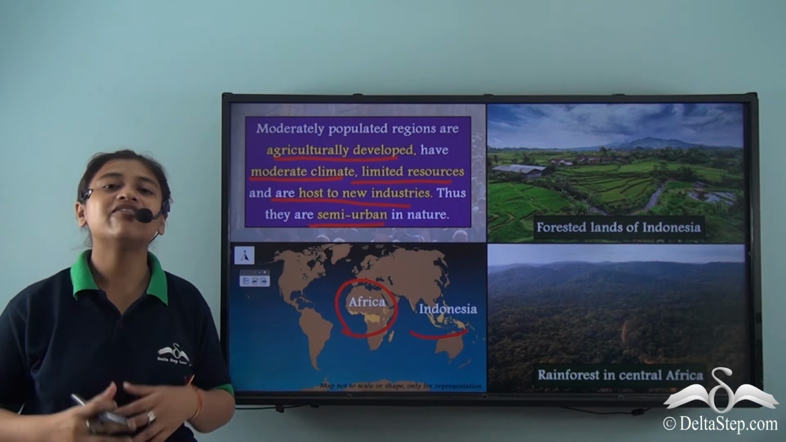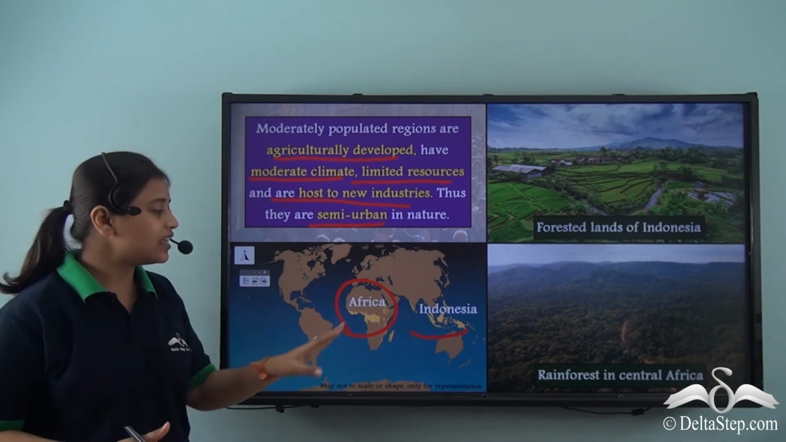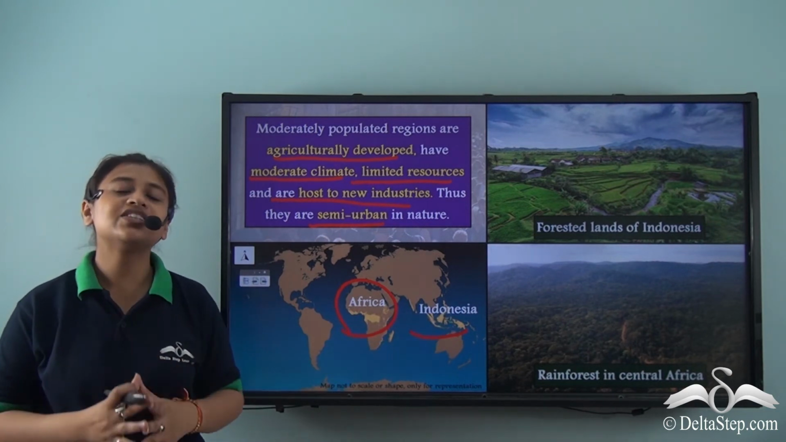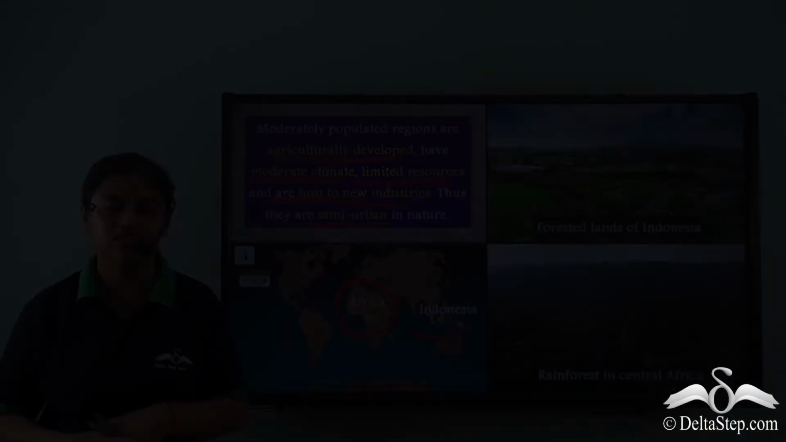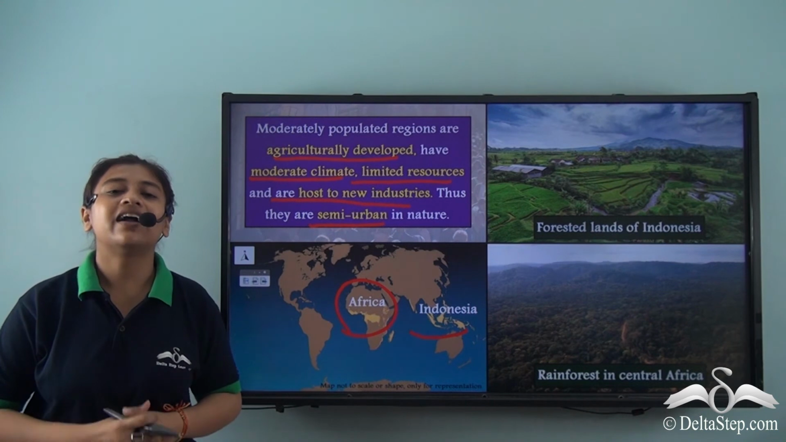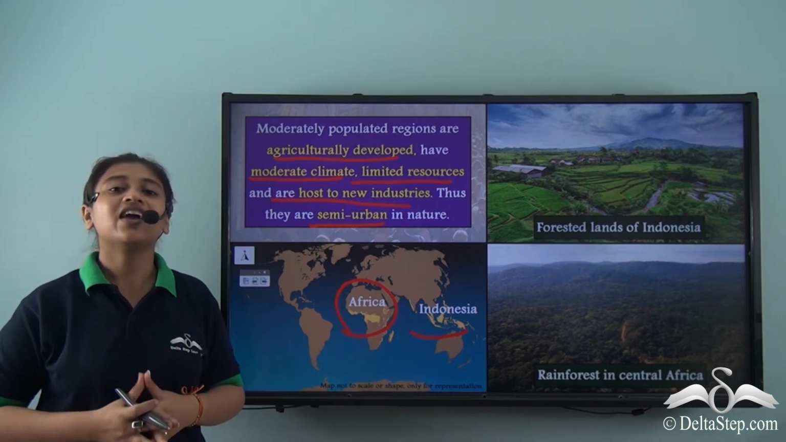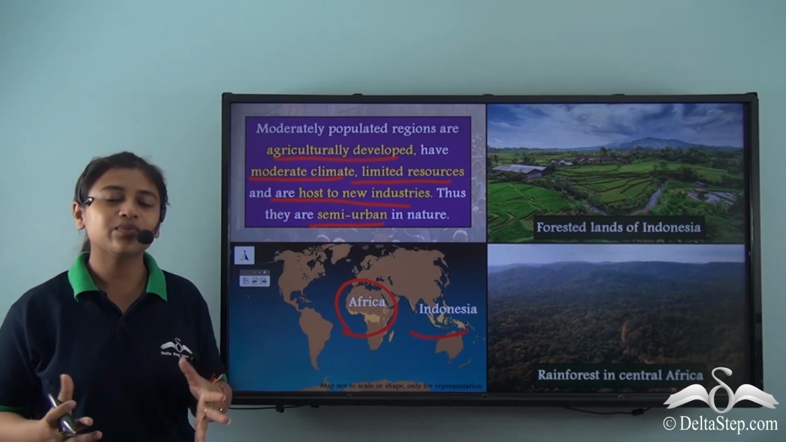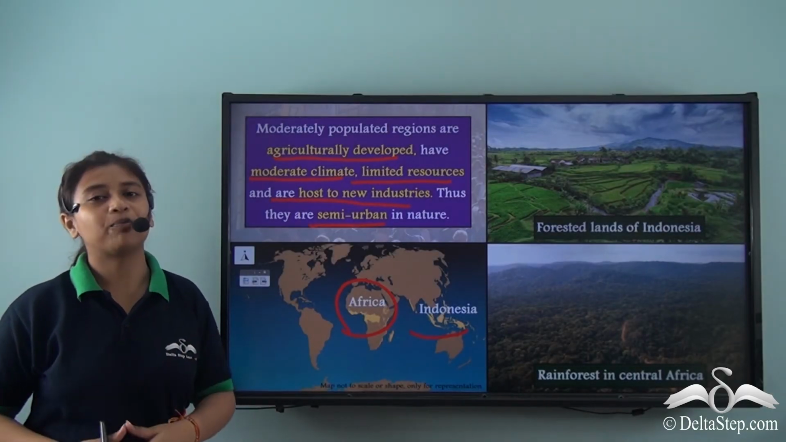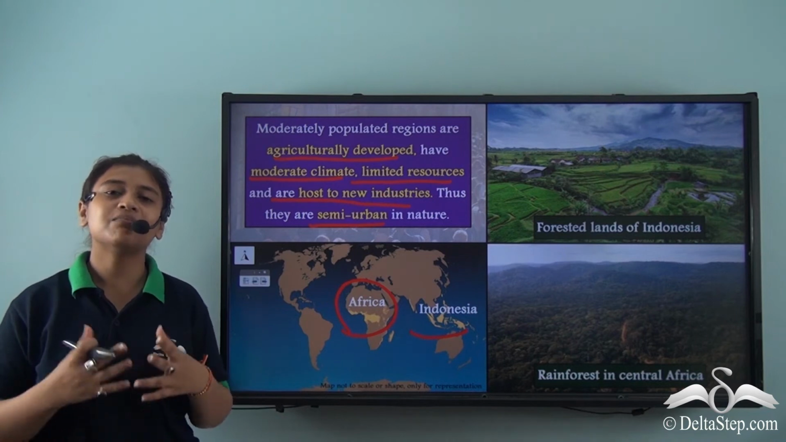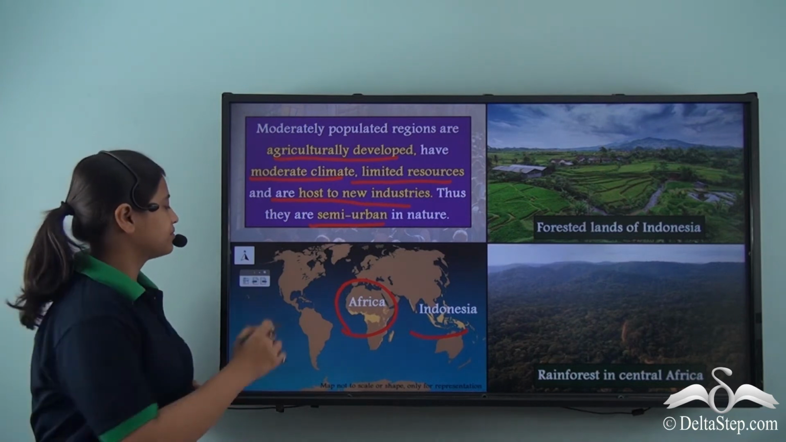So though we have rainforests located in these regions, the region experiences a moderate climate as it is surrounded by mountains. So places in the world that are agriculturally developed and are host to new industries with a moderate climate are the places that support a moderate population, or are the places that are moderately populated.